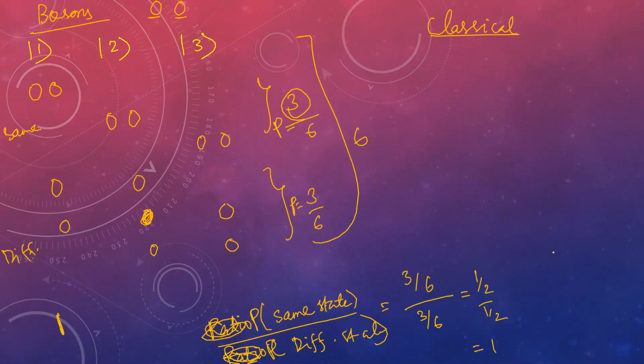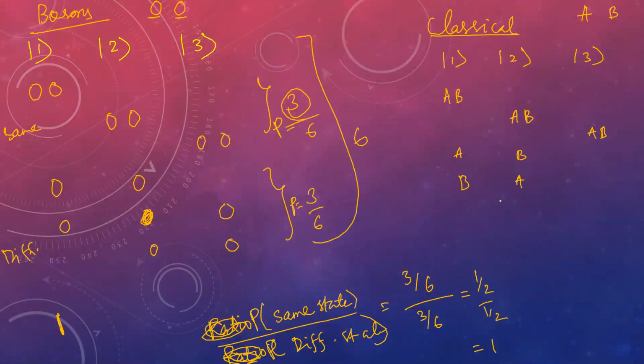Now for classical particles, again, states 1, 2, 3. Classical particles, two particles. Classical means we will write them as A and B because classical particles are distinguishable particles. So AB here, AB here, AB here. Now, A and B in different states. If AB is here, BA can also be there.